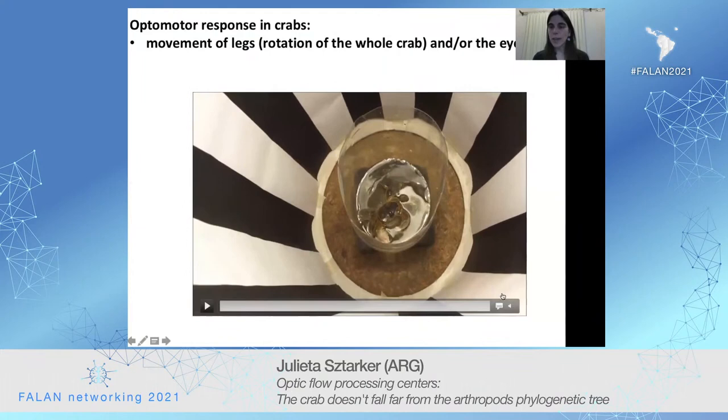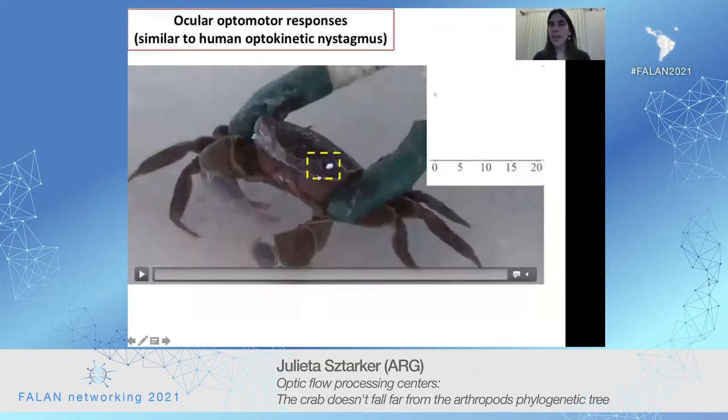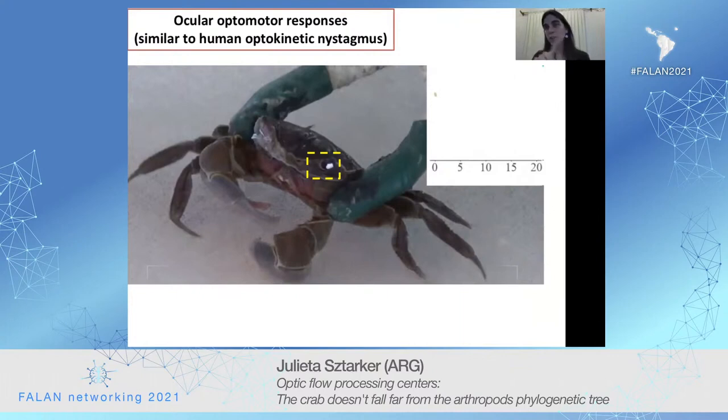When you analyze the movement of the eyes, on the other hand, they cannot rotate 360 degrees. So they have to make a slow movement trying to compensate the movement of the stimulus, and then a rapid reset. This is very similar to our own optokinetic nystagmus.